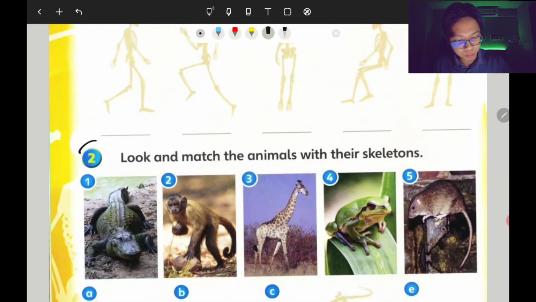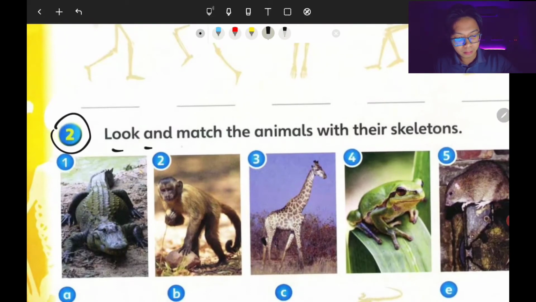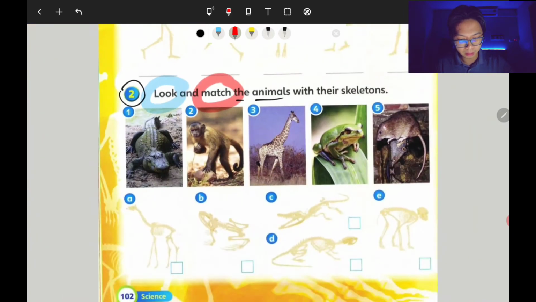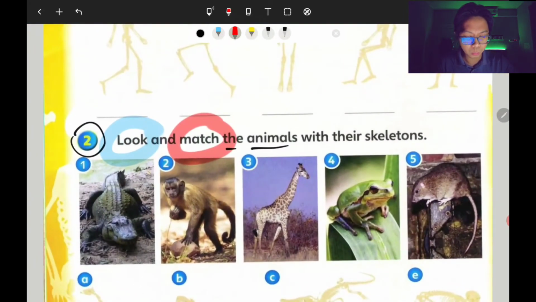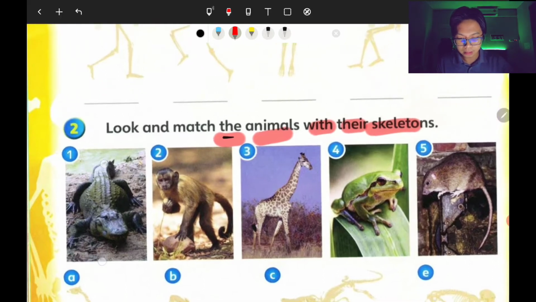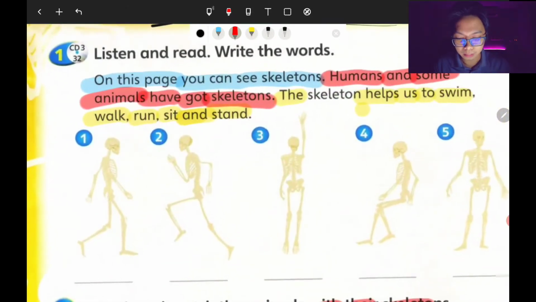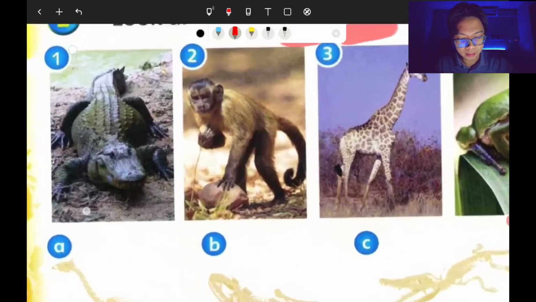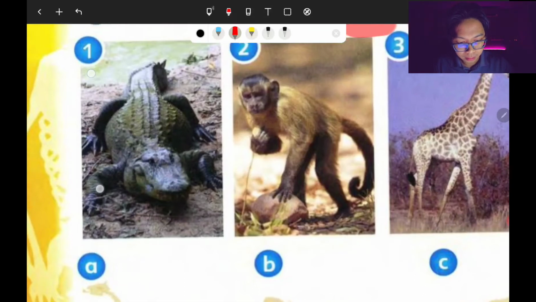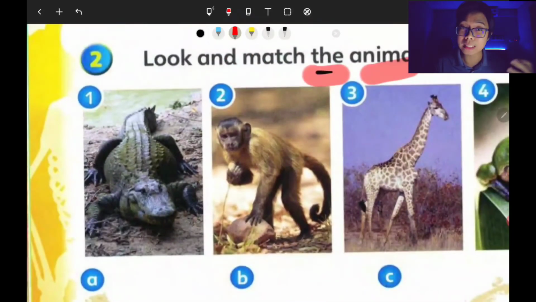On activity 2, okay, look and match the animals. Okay, firstly you need to look, kamu kena lihat dulu, and secondly you need to match, kasih padankan. But it's okay, we will not do this activity yet. The animals with their skeleton. Sekarang tadi human, us, okay, manusia. Now we are looking at the animals. Haiwan pun ada tulang. They also have their own bones, their skeleton.